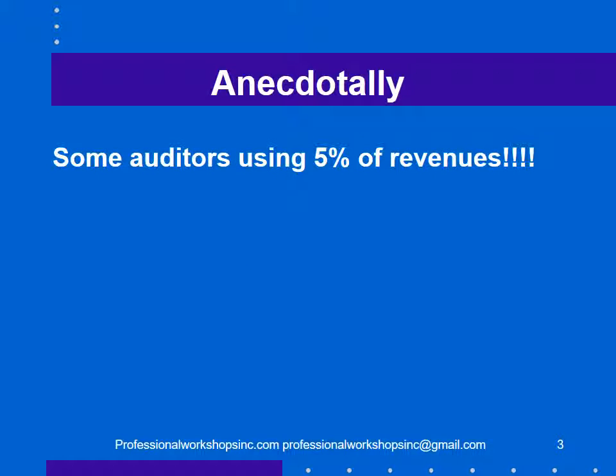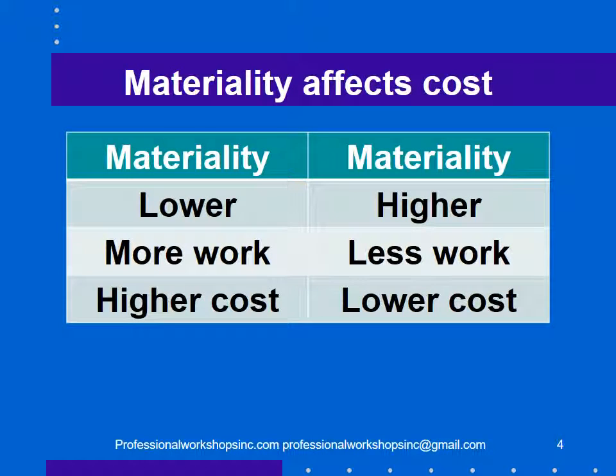I will also tell you anecdotally that some auditors are using 5% of revenues, which seems to make for a rather large materiality, and of course we'd like materiality to be larger if we can get away with it. That's because if materiality is lower, it's more work and higher cost, and if materiality is higher, it's less work and lower cost. So of course we would like materiality to be higher, so we don't have to do so much work.